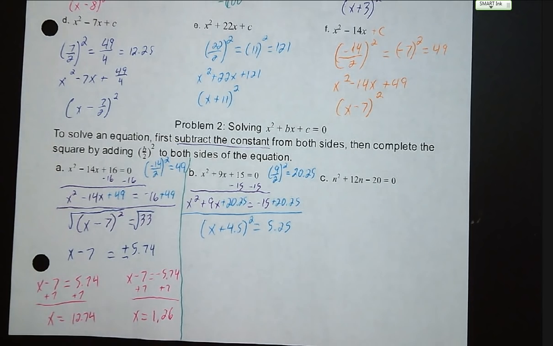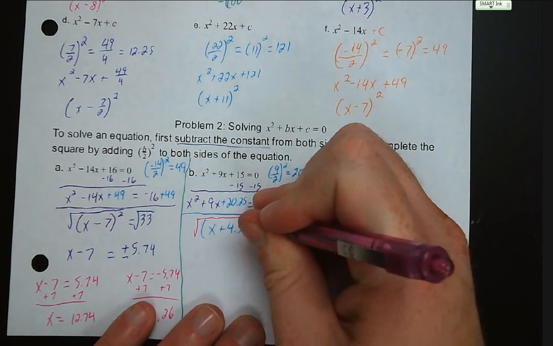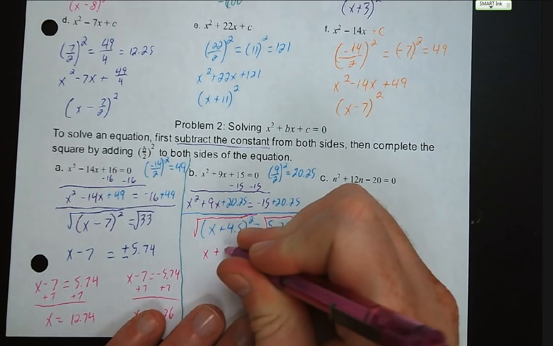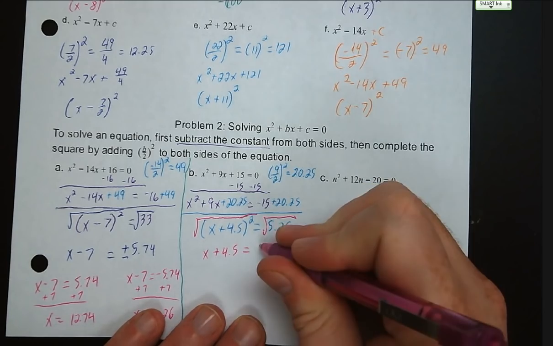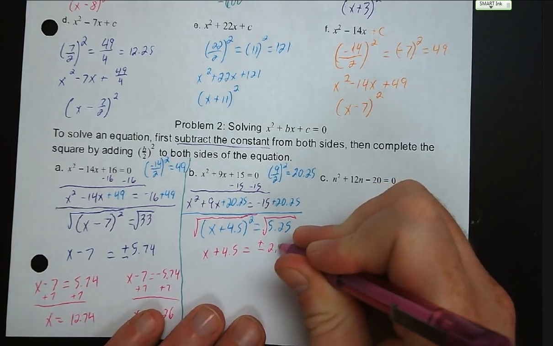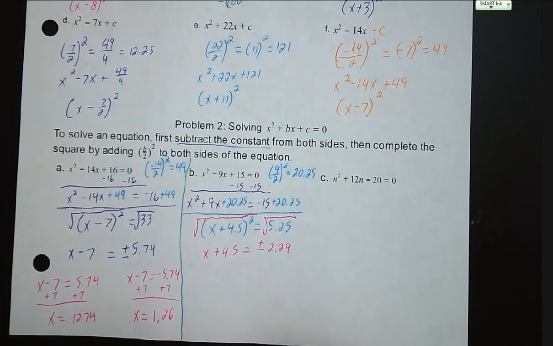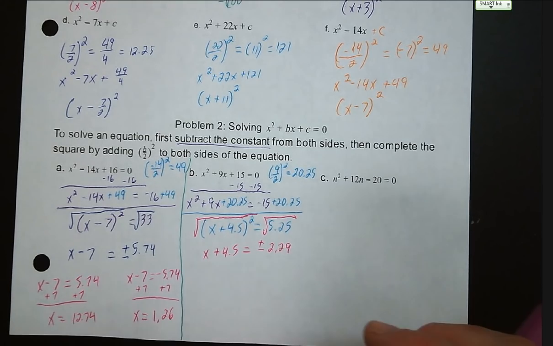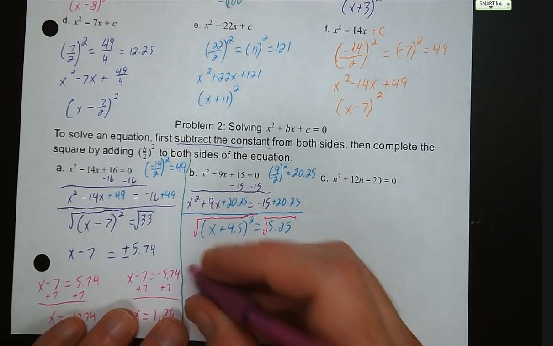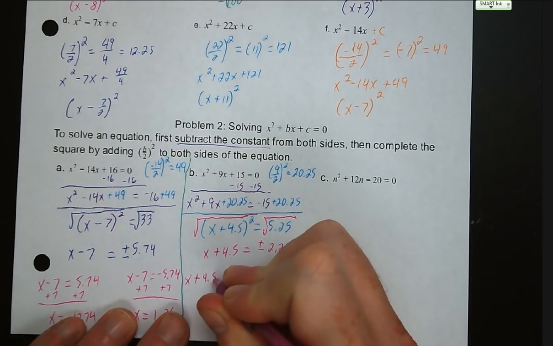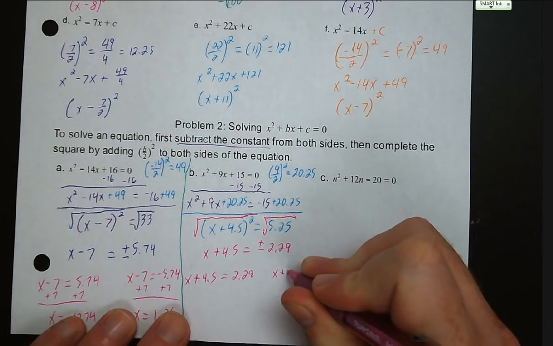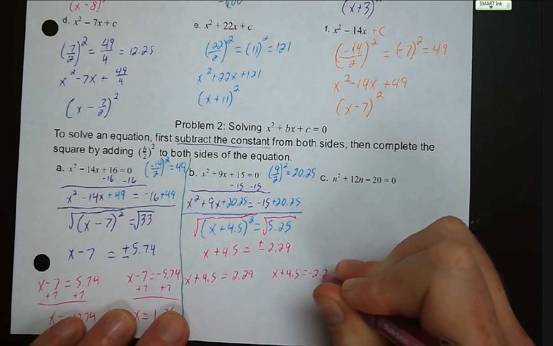So our next step then is to take the square root of both sides of our equation. And I get x plus 4.5 is equal to plus or minus, and I'm rounding here, 2.29. If you're just using your calculator, you could use the square root of 5.25 in the calculator in the moment. So I can show you that right now. So we have x plus 4.5 equals positive 2.29. And x plus 4.5 equals negative 2.29.